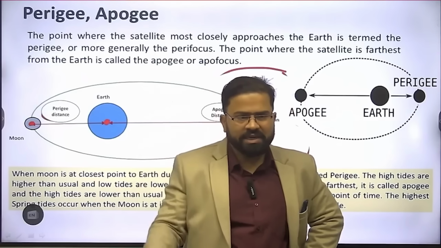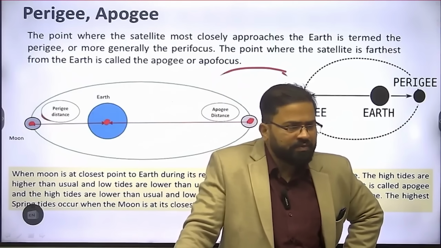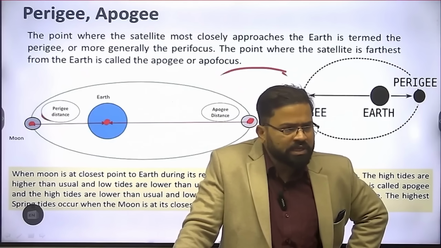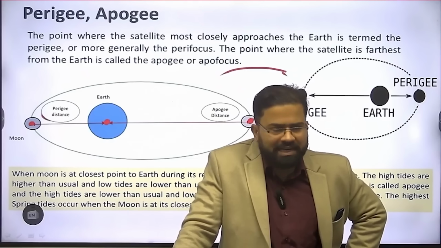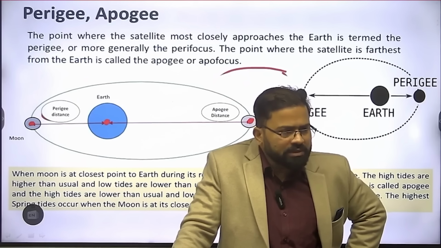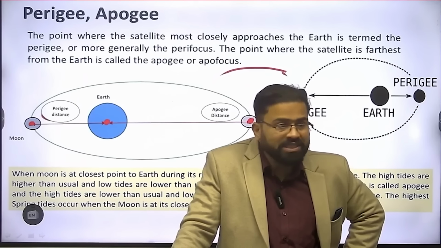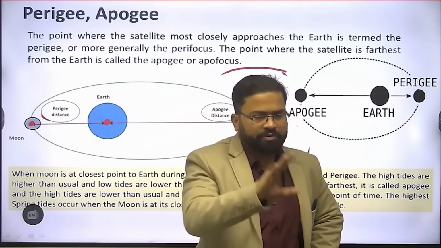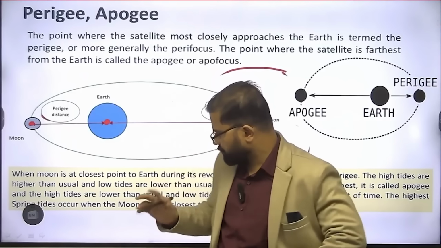On the other hand, at the apogee position, when the Moon is situated at a very far away distance, there is low gravitational force, and because of that the tides caused will be the lowest tide. Lowest tide means the tide's amplitude, its height, will be in the lowest range.